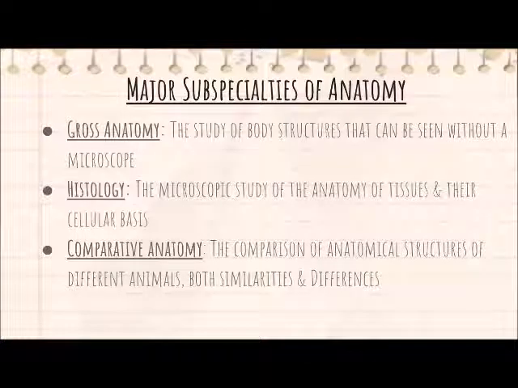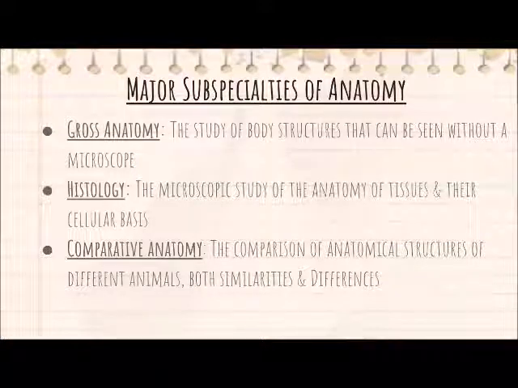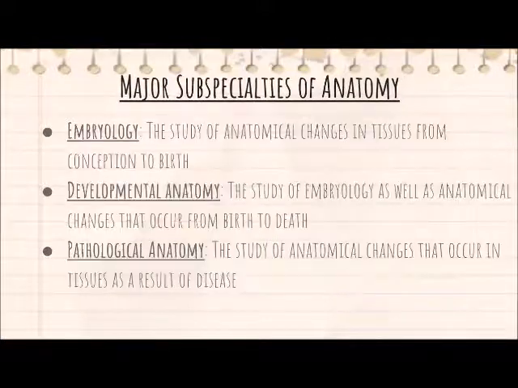There are many subspecialties of anatomy, and here are a few. Gross anatomy, which is the study of body structures that can be seen without a microscope. Histology, the microscopic study of the anatomy of tissues and their cellular basis. Comparative anatomy, the comparison of anatomical structures of different animals, both similarities and differences.